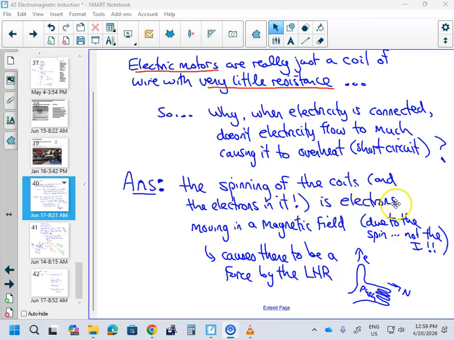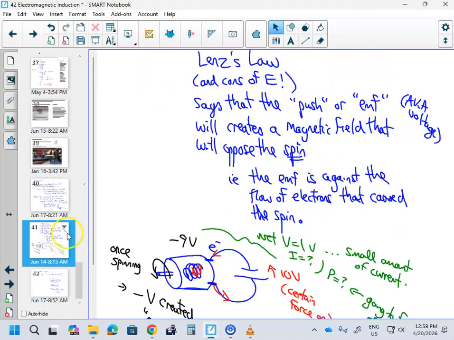Well, the answer is the spinning of the coils, and the electrons in it, of course, is essentially electrons moving in a magnetic field. And so that induces a voltage due to the spin, right? And so that makes there be a force, take your left-hand rule and calculate it out. But basically, Lenz's law says that the electromagnetic force created by that spinning actually pushes against the current that was causing things, right? So basically, the more a motor spins, the more back voltage there is on the circuit, and that slows the amount of current down.